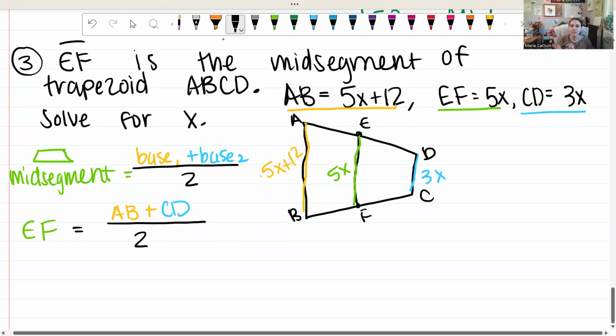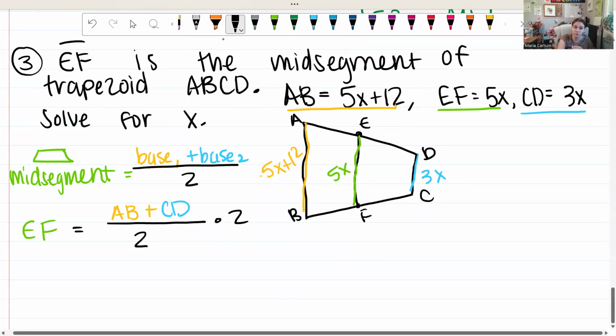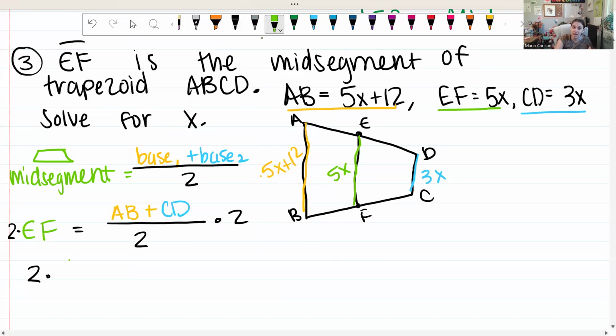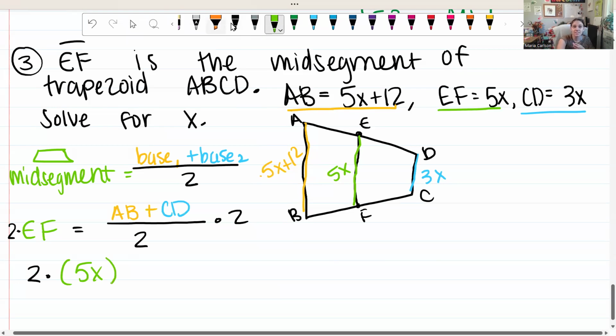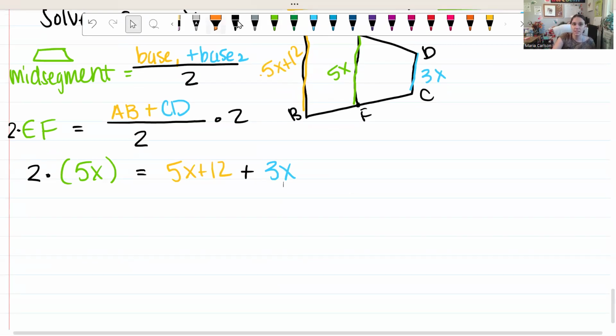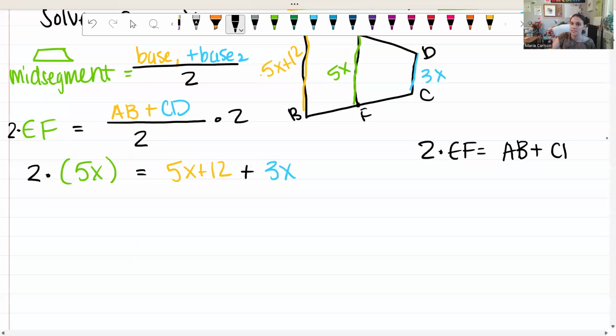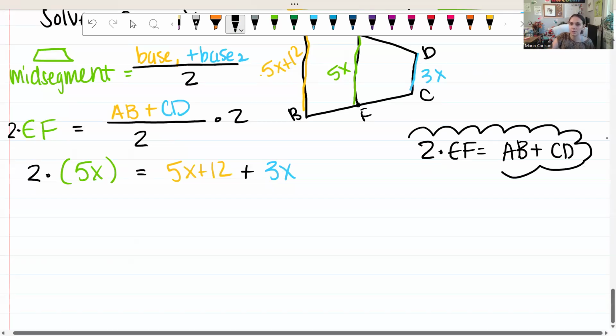So we can substitute in what we know. We also might not like this fraction, so I could multiply 2 to both sides. So now I know that 2 times EF, or 2 times 5x, is equal to AB plus CD. And AB is 5x plus 12, and CD is 3x. So 2 times our midsegment is equal to the two bases added together, AB plus CD. It's kind of the important thought at play here.